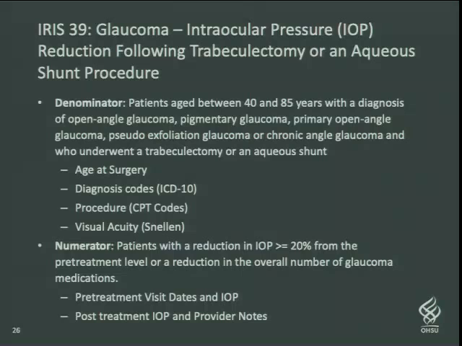So the numerator was actually looking for these patients to see an IOP reduction of 20% from the pretreatment values, or an overall reduction in the number of glaucoma medications. A modified version of this measure was actually released a couple years prior, and it hadn't included anything about the number of glaucoma medications. And they found that with this disease and treatment, it requires a particularly nasty blend of medications, as in multiple different eye drops multiple times a day. And so patients were actually going to get this surgery just to reduce the number of drops they had to take on a daily basis. So this measure is looking at pretreatment visit dates and IOP values.